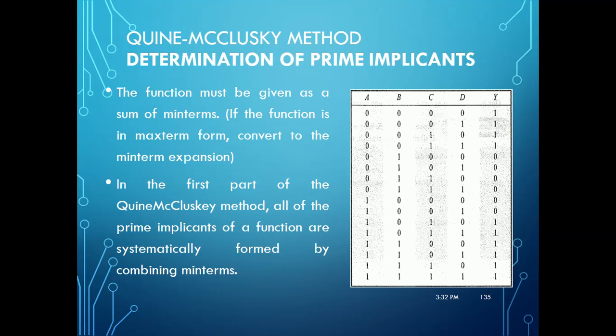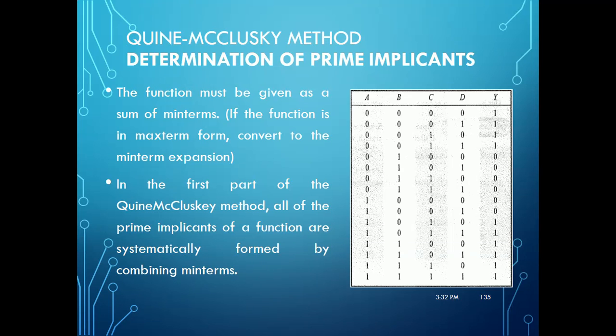If you have a sum of min terms, you can represent that in the truth table also. So here we have taken directly the truth table. We have not shown a function. In your textbook you have a problem where they have written f of a comma b comma c comma d with the summation of min terms. Certain expressions they have given. If they have not given, they may give you directly the truth table itself. In the first part of the Quine-McCluskey method, all of the prime implicants of the function are systematically found by combining the min terms.